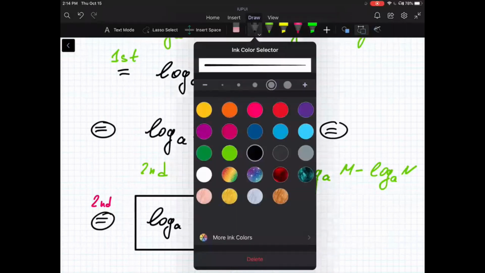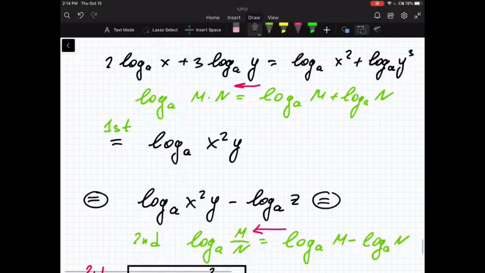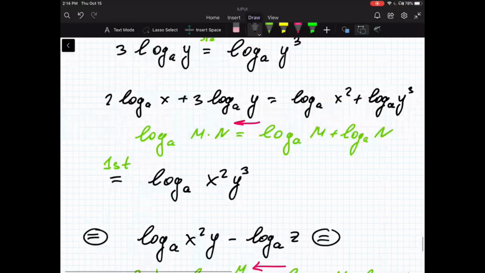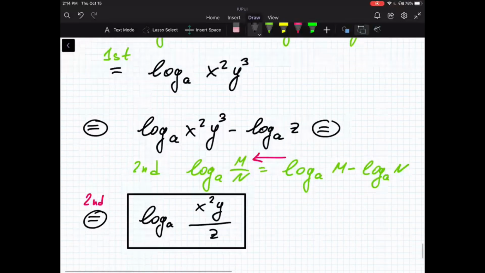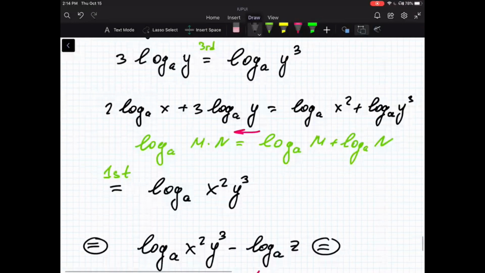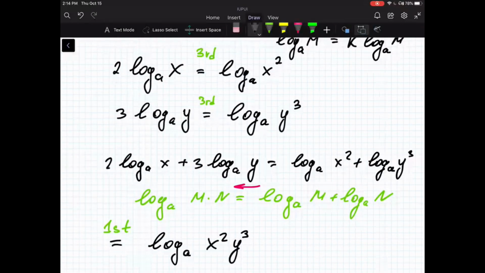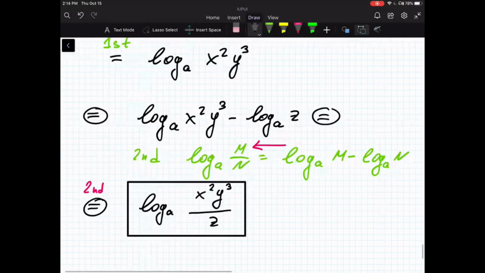I forgot that y should be cubed, sorry, because I copied it in the wrong way. Okay, that was the example.